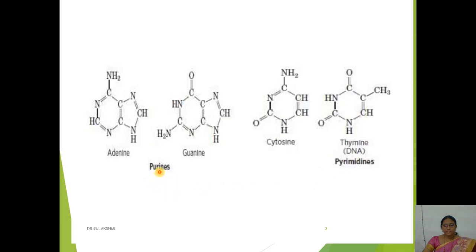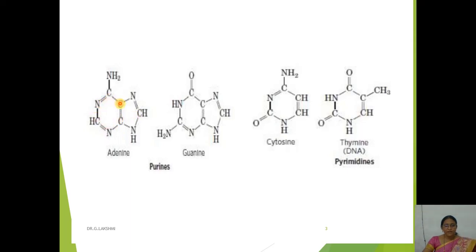What are the purines? Purines are double ring structures. This is one ring and this is another ring. The two types of purines found in DNA are adenine and guanine. You see adenine here, it is a double-membered ring structure.